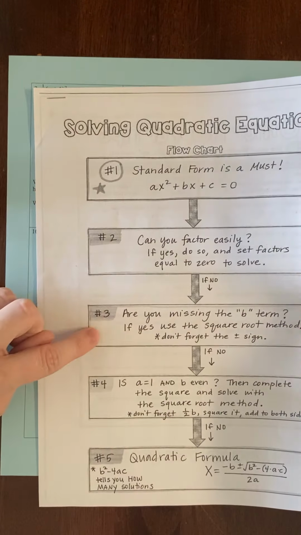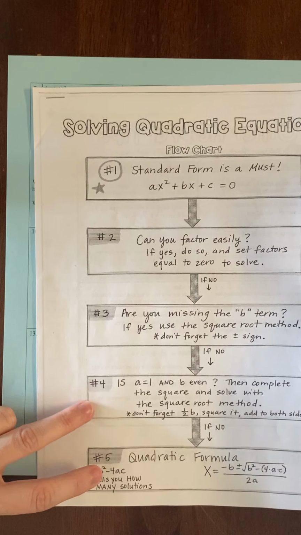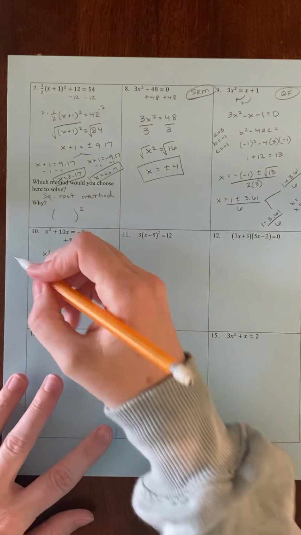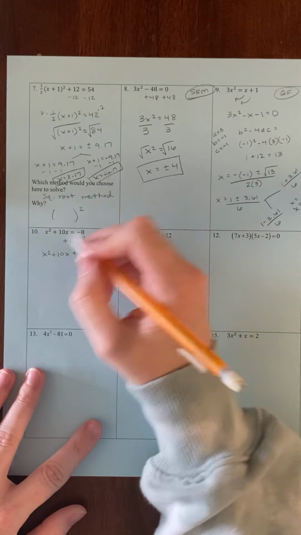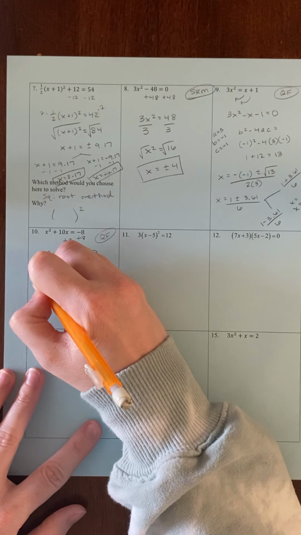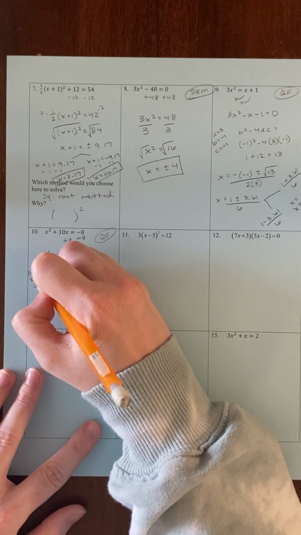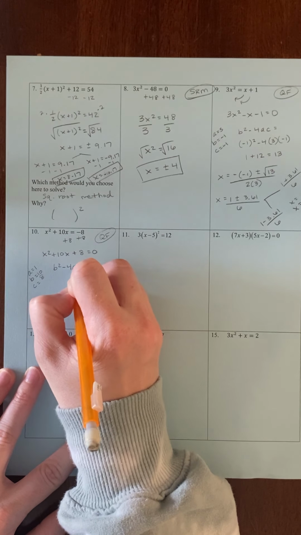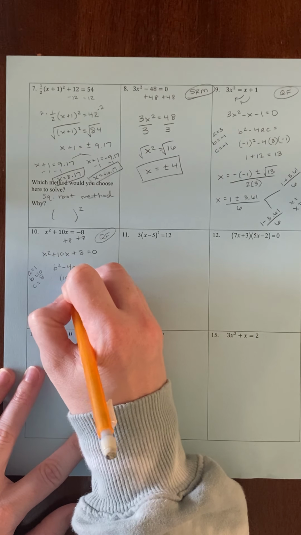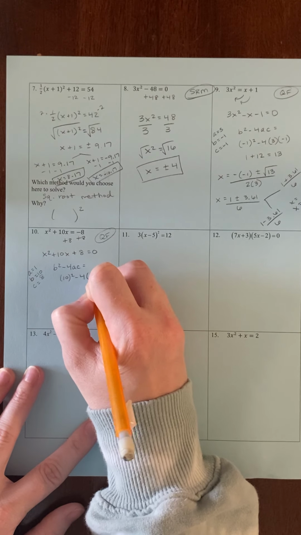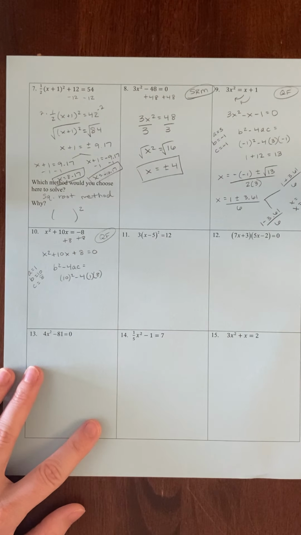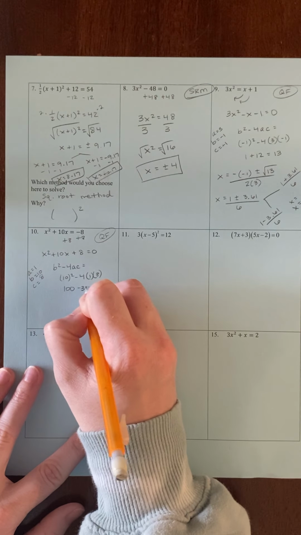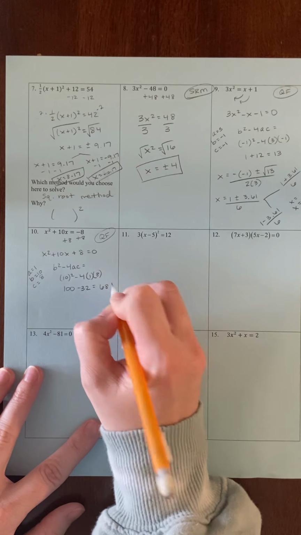So I can't factor, I can't do square root method, so I'm left with either completing the square or quadratic formula. I'm going to go ahead and just do quadratic formula because I think that's easier, but if you want, you could do completing the square. So A is 1, B is 10, and C is 8. So I'm going to find the discriminant. B squared would be 10 squared minus 4 times A, which is 1, times C, which is 8. So I have 100. Negative 4 times 1 times 8 would be minus 32. So that's 68.